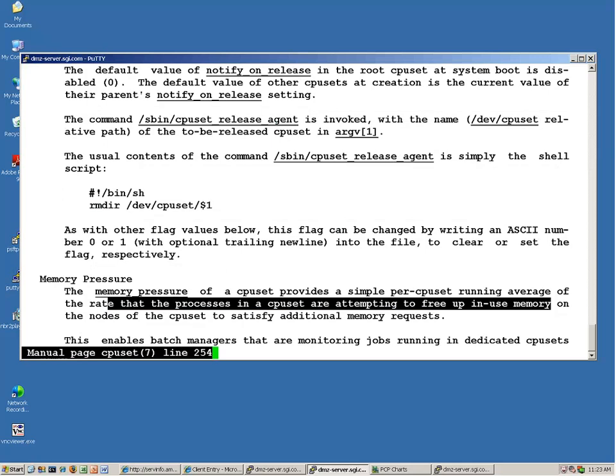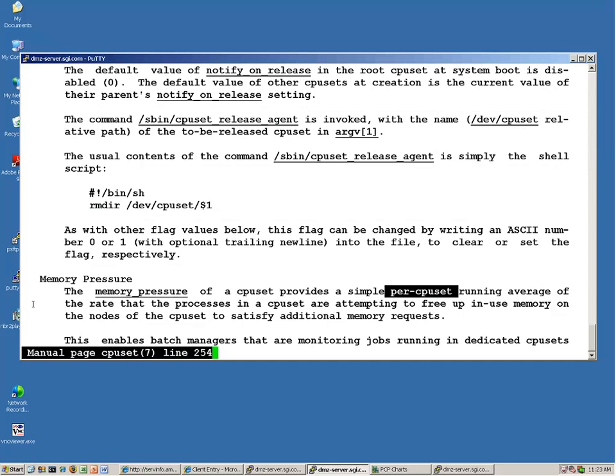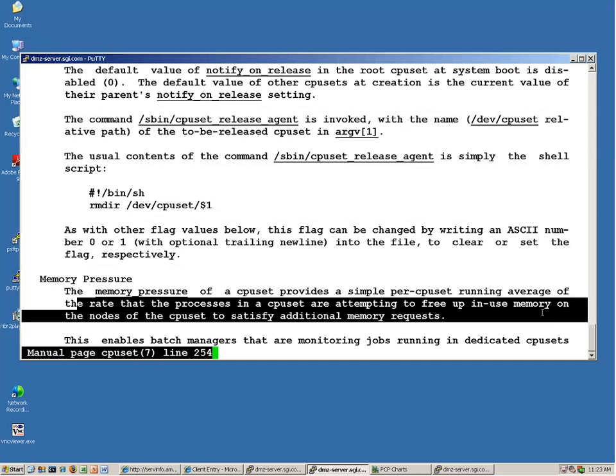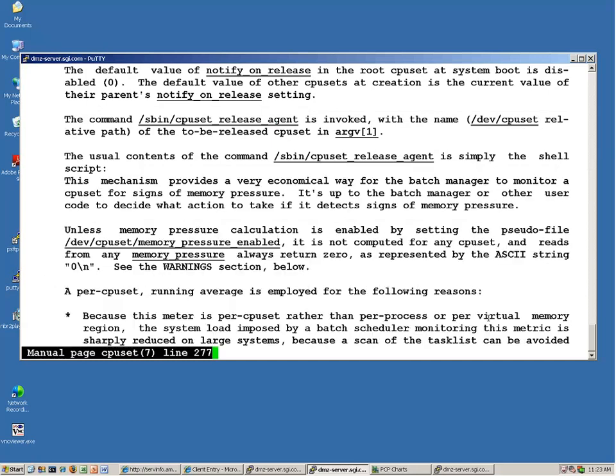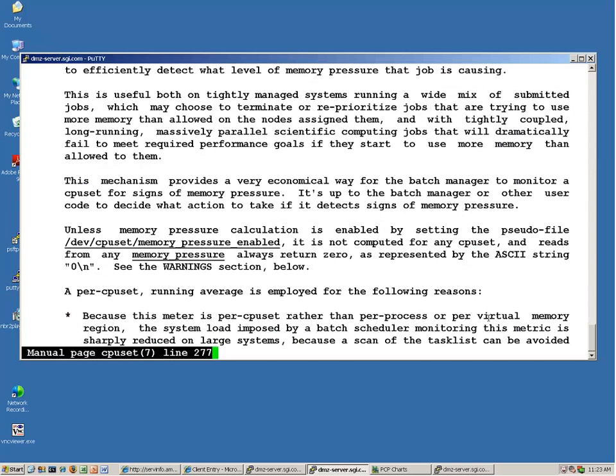Right. Simple per CPU set running average of the rate processes are attempting to free memory. I don't try to take it as a literal number. I just use it as a red flag. And talking about load reduction, because it doesn't have to look at everything, it's reduced in large systems because it's doing it on a per CPU set basis.